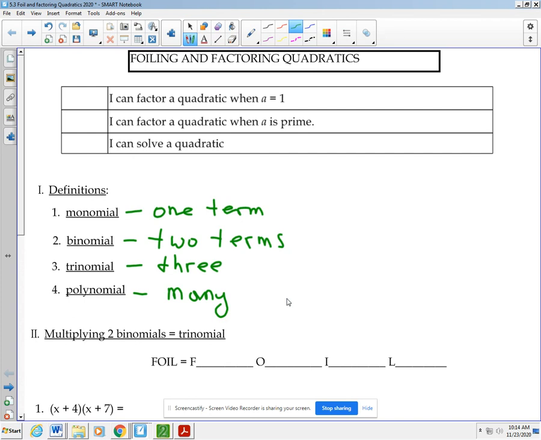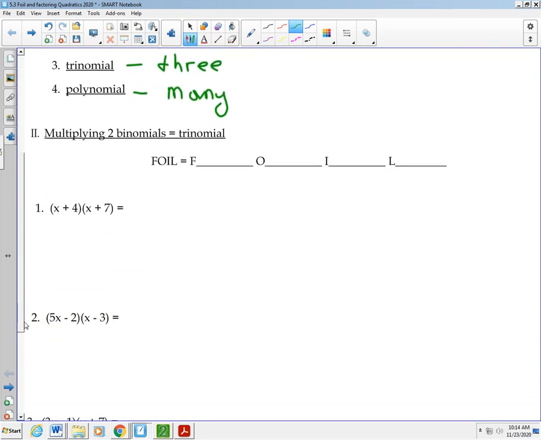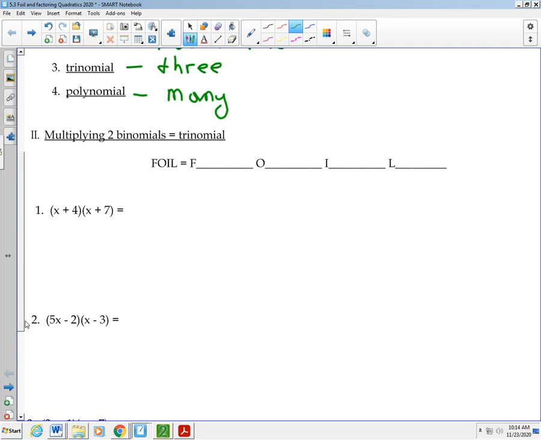The first objective is how do we multiply two binomials? Binomials means, for example, 2x plus 7 times 2x minus 8. So we have a shortcut that we call FOIL. F stands for first, O stands for outer, I stands for inner, and L stands for last.